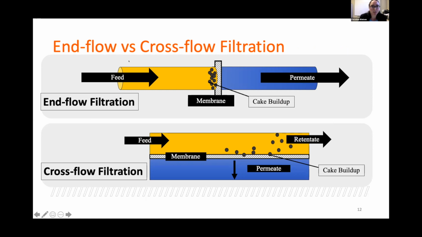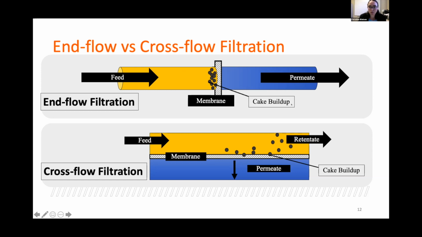In inflow filtration, the feed stream of produced water is perpendicular to the surface of the membrane. You apply a pressure here for the feed stream, and it pushes the produced water against the membrane, and you have permeate, which is the name for the filtered water.